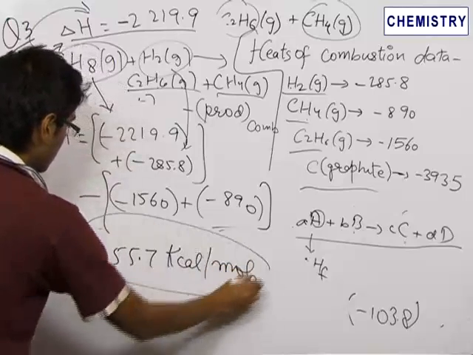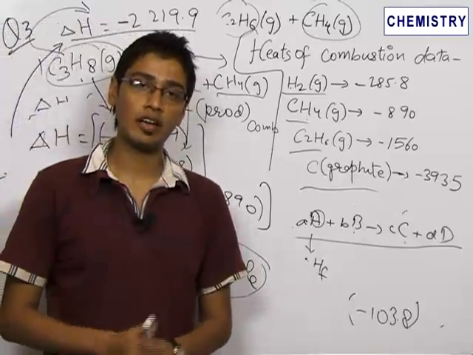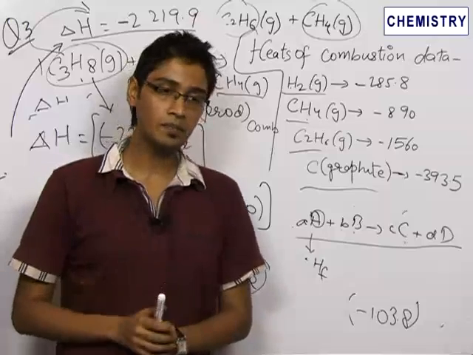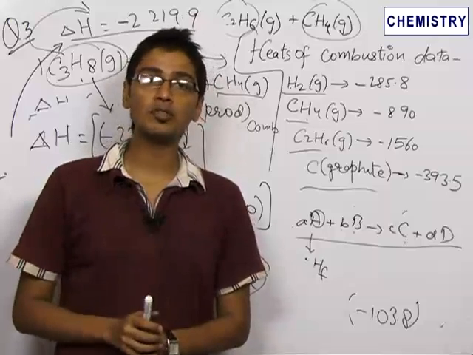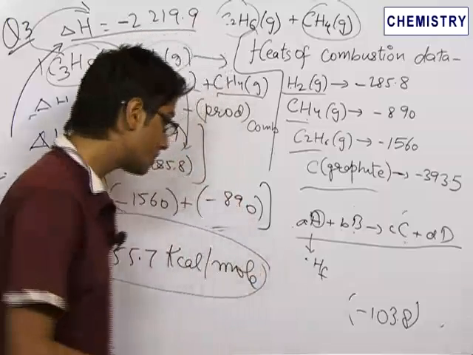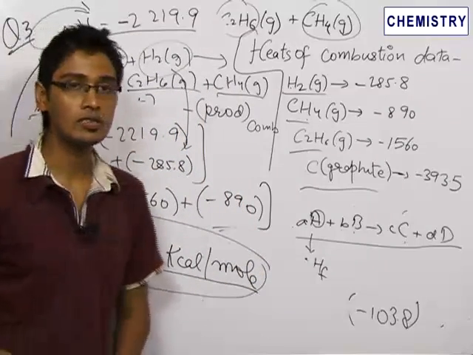So in this question, we learned two things. First, how to find the enthalpy of a reaction if the enthalpies of formation of different components are given. And secondly, when the heats of combustion of different components are given, how can we write the enthalpy of a reaction. And hence, our final answer is minus 55.7 kilocalories per mole.